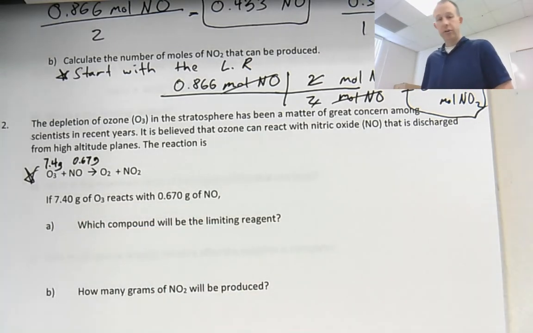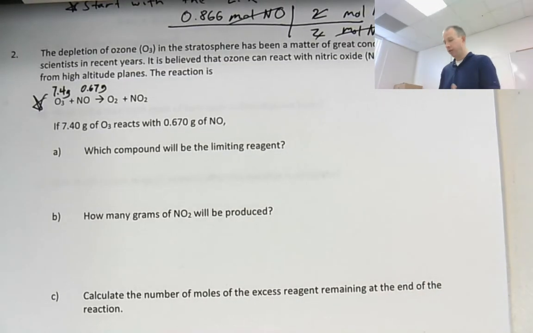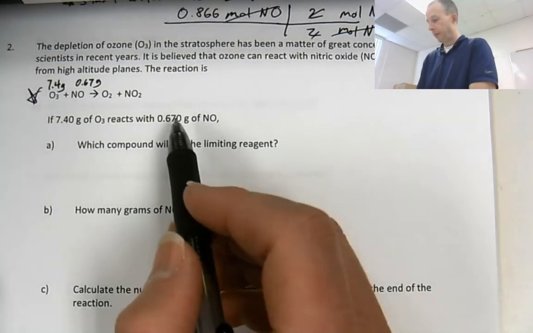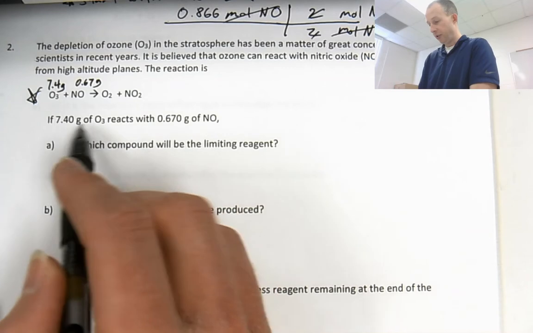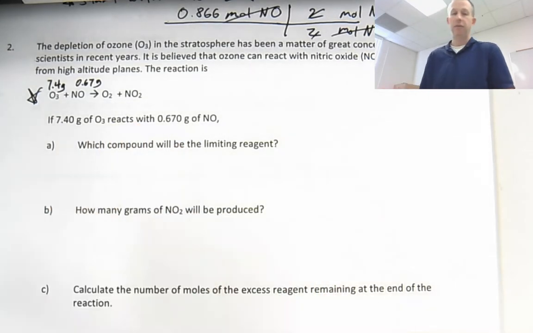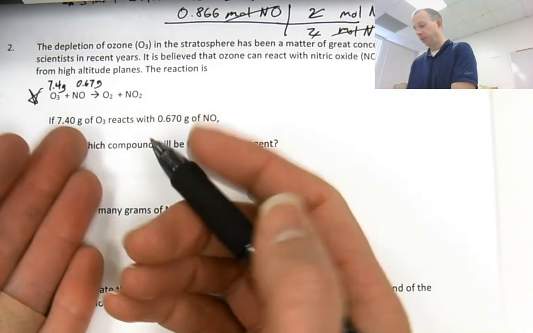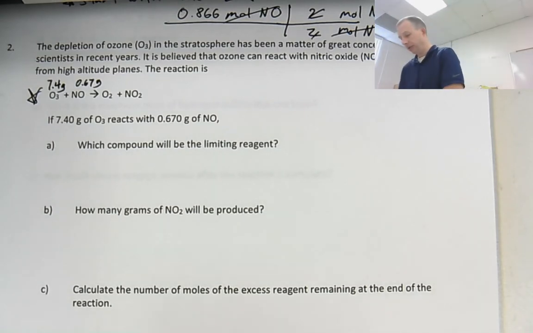So what I suggest you do in a case like this. You can never compare grams to grams because, again, clearly this is a much smaller quantity. Like 0.67 is much smaller than 7.4 grams of O3. We get that. However, you have to account for the molar mass when you do this and the coefficient ratio. So it's not just a simple comparison. You have to do several conversions before you can really deal with this.